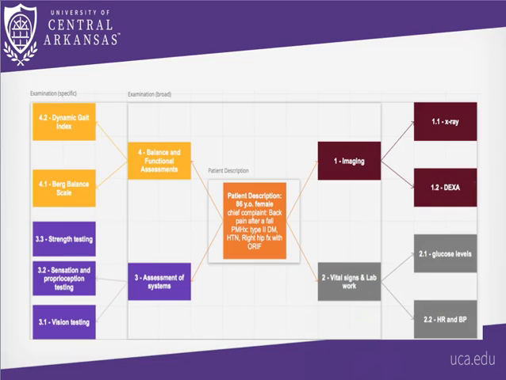So think about vital signs and labs. Okay, how about glucose levels? Could that be causing the fall? Heart rate, blood pressure, does she have orthostatic hypotension? Could that be a problem?